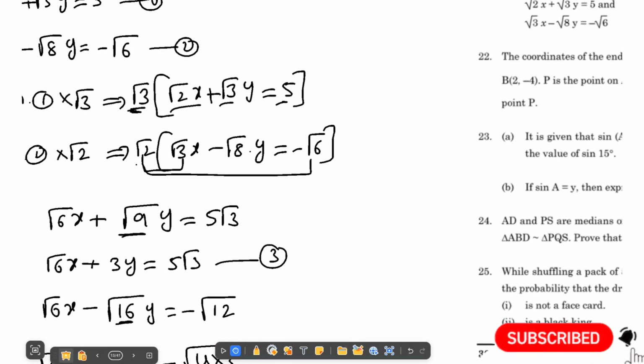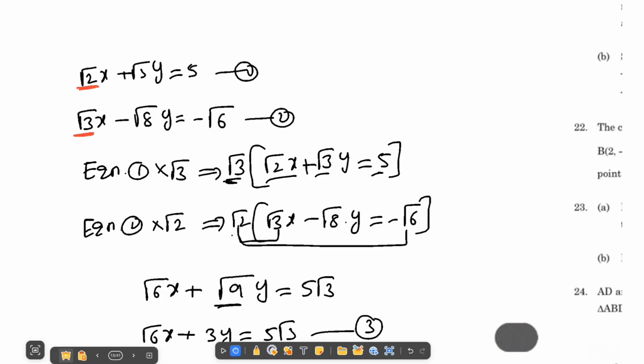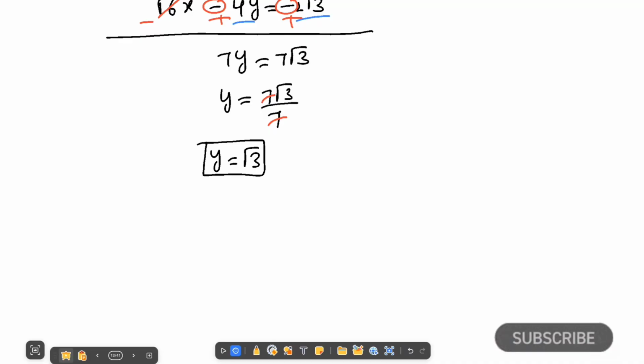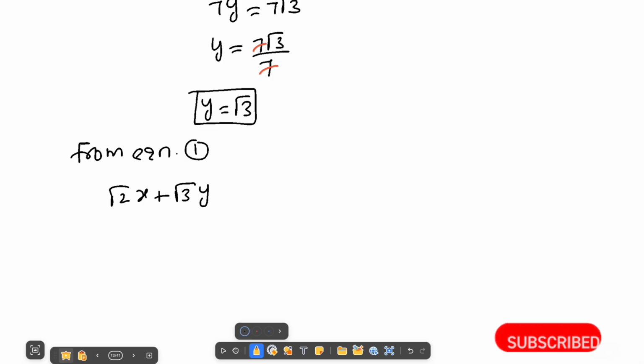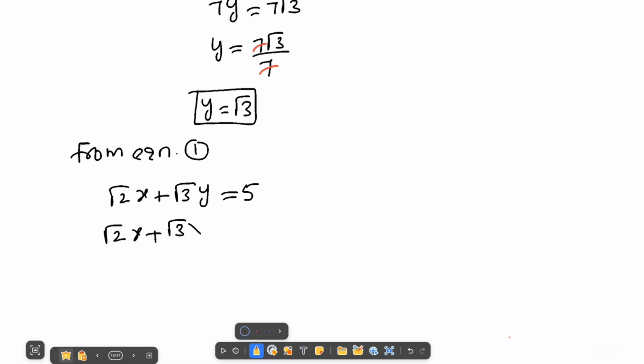So equation 1 is, yes, root 2x plus root 3y is equal to 5. From equation 1, root 2x plus root 3y is equal to 5. So here in place of y, let's substitute root 3. So we will get what? Root 2x plus root 3 into, in place of y, substitute root 3. So root 3 is equal to 5.